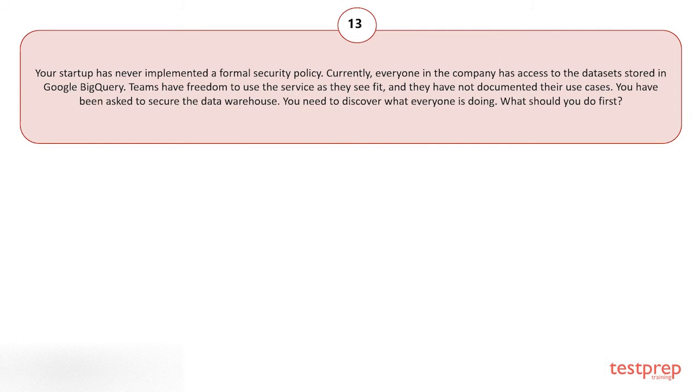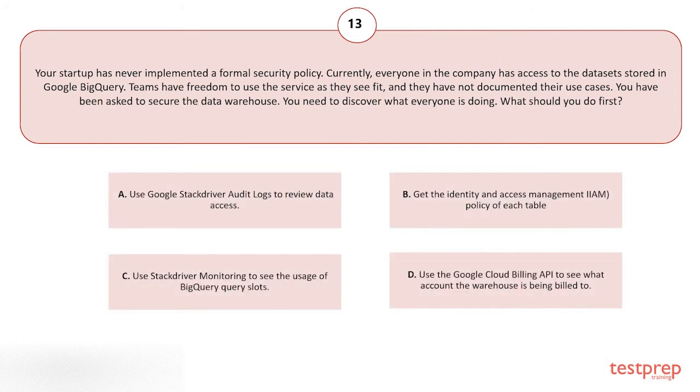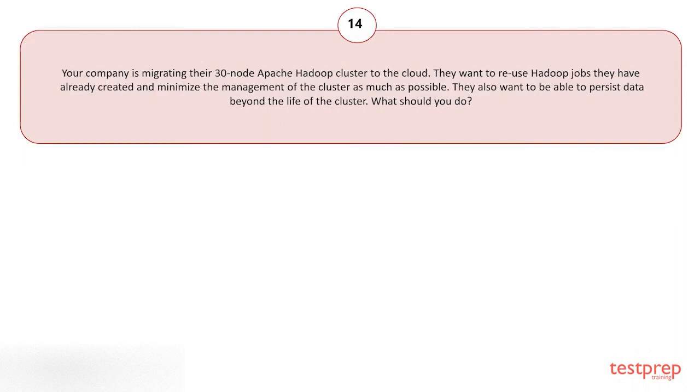Your options are A. Use Google Stackdriver audit logs to review data access. B. Get the identity and access management policy of each table. C. Use Stackdriver monitoring to see the usage of BigQuery query slots. D. Use the Google Cloud Billing API to see what account the warehouse is being billed to. The correct answer is option A.